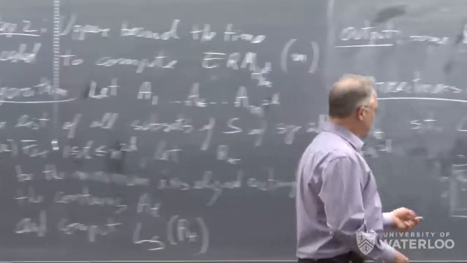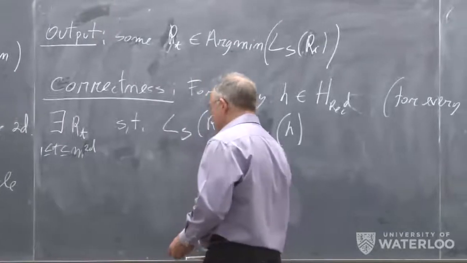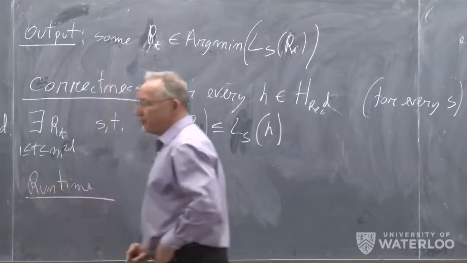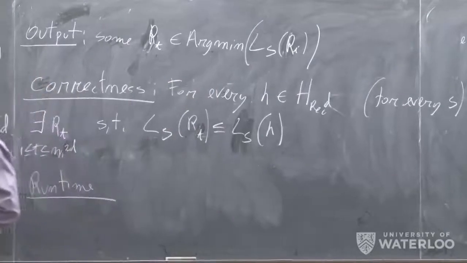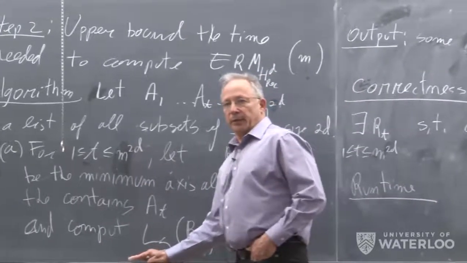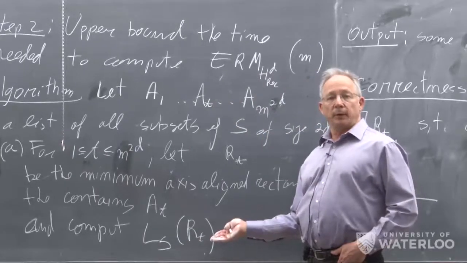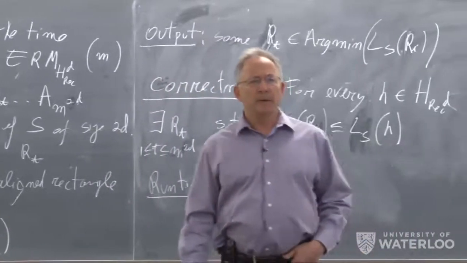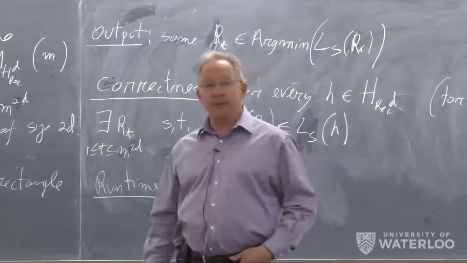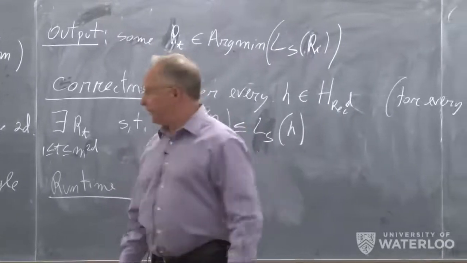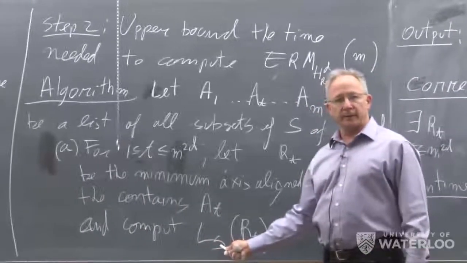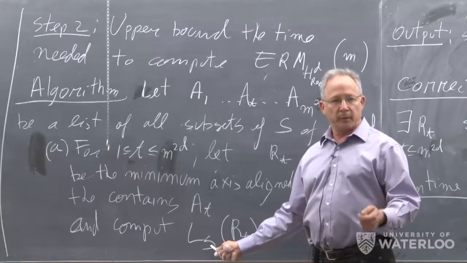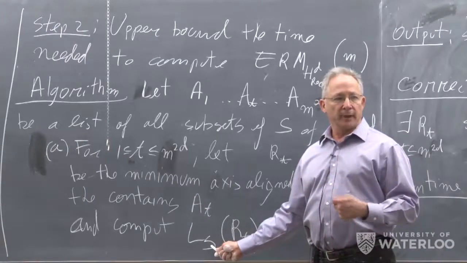So we have correctness, and now we want to do a runtime analysis. So what is the runtime of my algorithm? We know that we have m to the 2d many steps here. And the question is, what is the cost of a step? So what do you think is the cost of one step here? Yes? I think it's O of m, because the expensive part here is computing the loss. I have to compute the loss over S. So I have to go over all points of S and mark whether this point is labeled correctly or incorrectly, because I have to count how many errors over S I make.